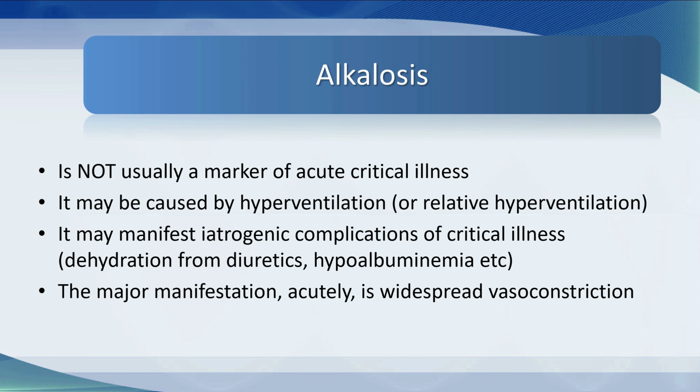It may be caused by hyperventilation or relative hyperventilation, and it may manifest as iatrogenic complications of critical illness. For example, dehydration due to diuretics or hypoalbuminemia. It's not infrequently caused by severe vomiting, where patients develop acute hypochloremia. The major manifestation acutely is widespread vasoconstriction and generalized malaise.